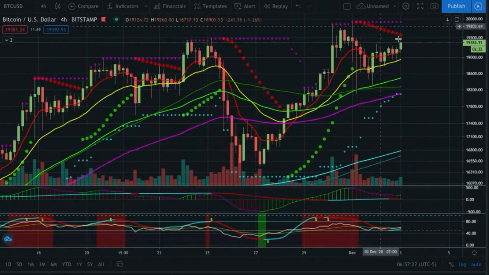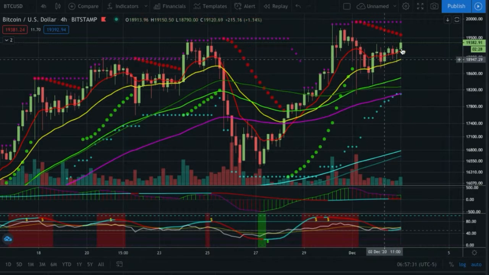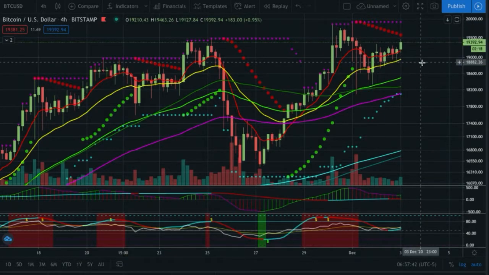Currently still positioned underneath the parabolic SAR. We've gotten a pushback up and been able to hold support on the 21. At this point in time, I don't think it's unrealistic that we could flip this SAR back up and get another push here, but I am very skeptical of this price action.